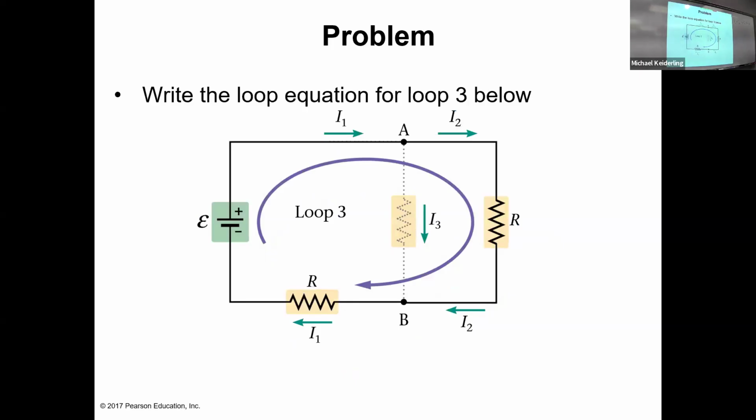So here, as you go around the loop, voltage of loop 3 equals 0, which is epsilon minus I2R minus I1R.